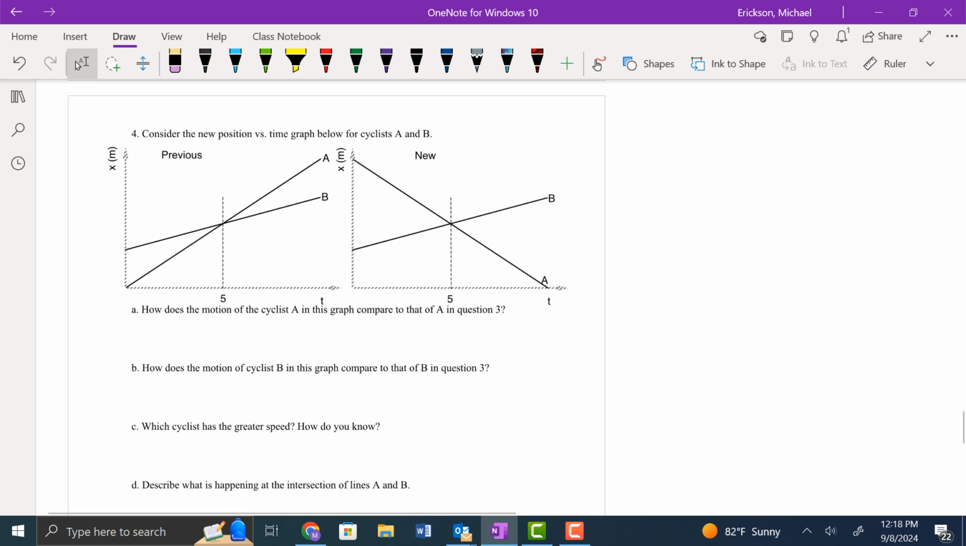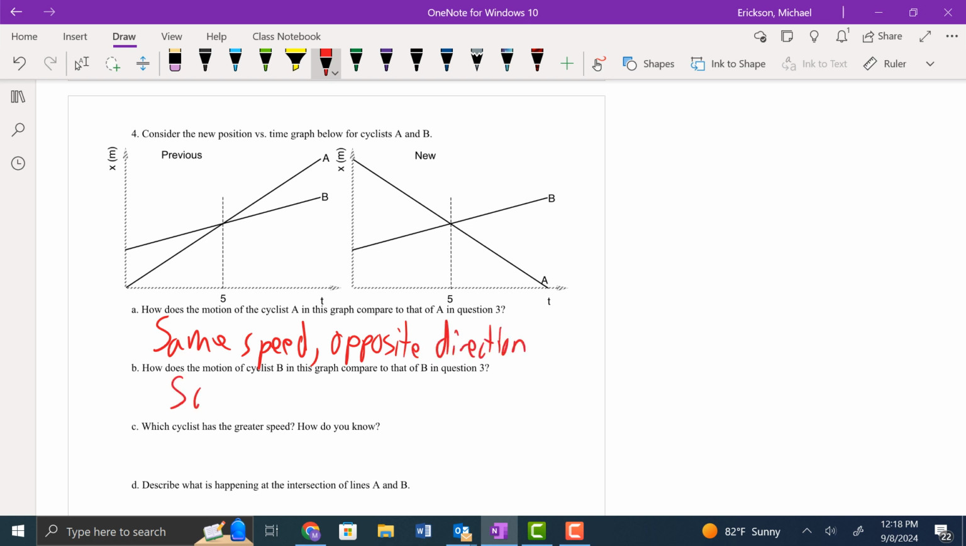But the difference in A, so they give us the previous graph, so we have an easy reference compared to the new. A is going the same speed, so same speed, but different direction, negative direction, opposite direction. So I'll just put opposite direction. B is the same.